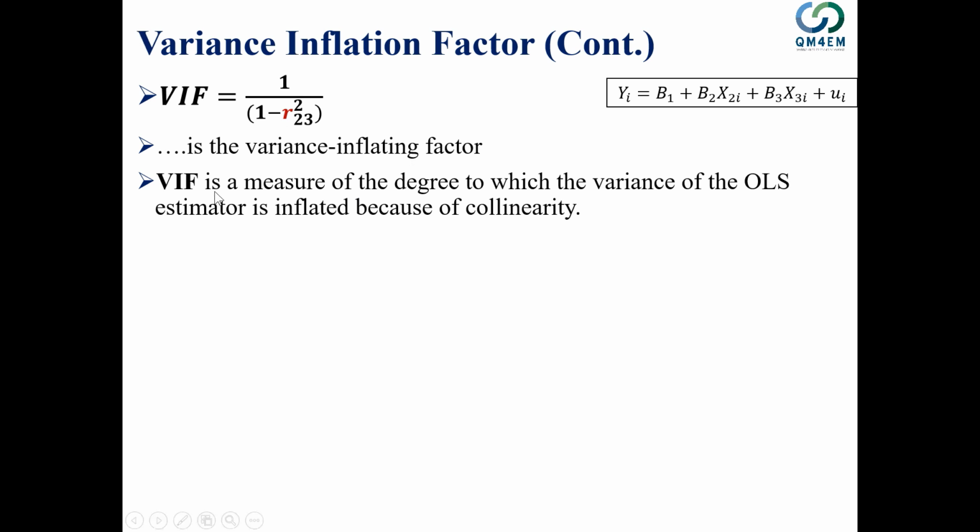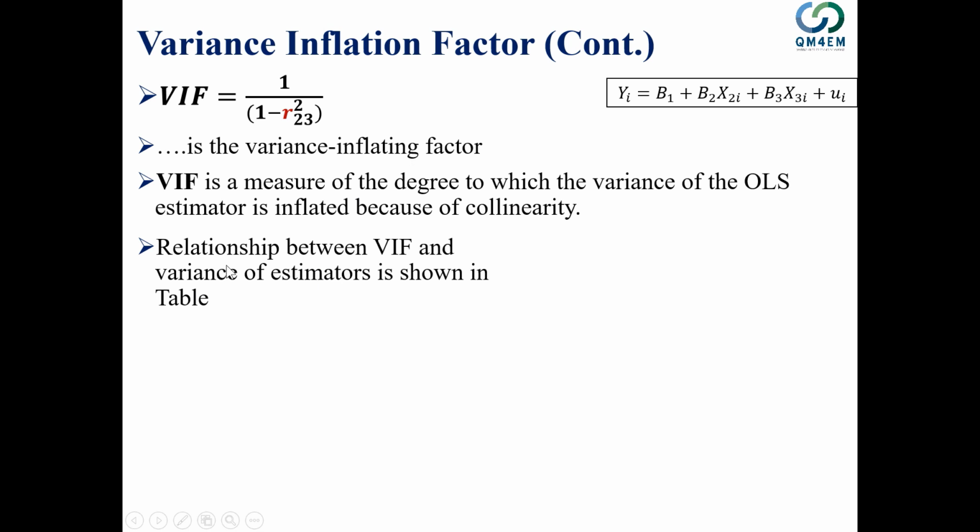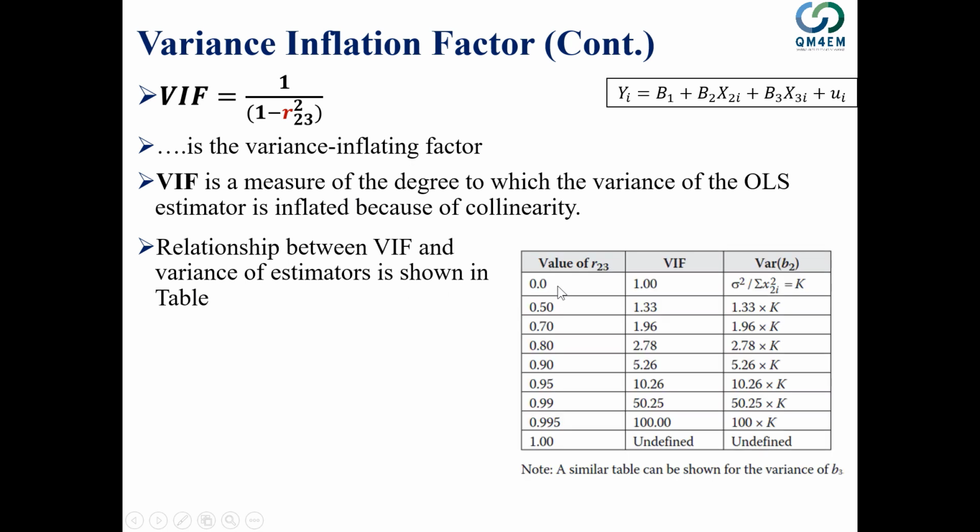Now we can look into the relation between VIF and the variance of the estimators in a table. This is a very interesting table. If you look at the first column, that's the value of r23, the correlation coefficient between the two variables x2 and x3. If there is no correlation, VIF is 1. Put 0 in this equation: 1 minus 0 becomes 1, so 1 over 1 becomes 1. So VIF becomes 1 when you have zero correlation. So when there is no multicollinearity, VIF is equal to 1, and the variance is equal to sigma squared over summation x2i squared. So there is no inflation in the variance.